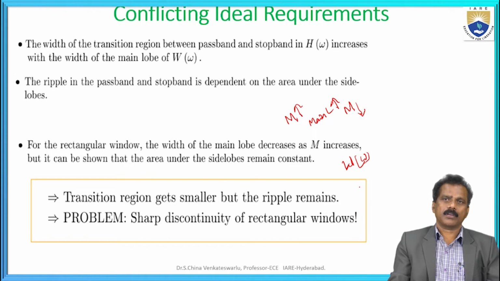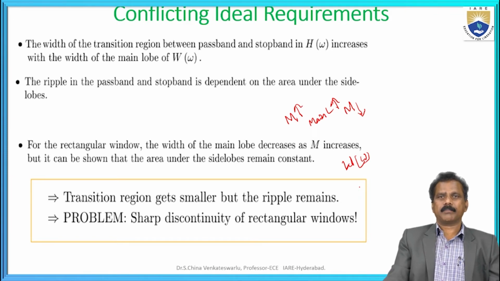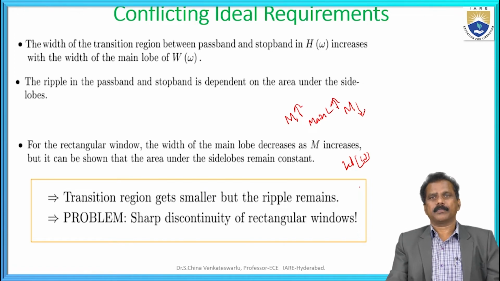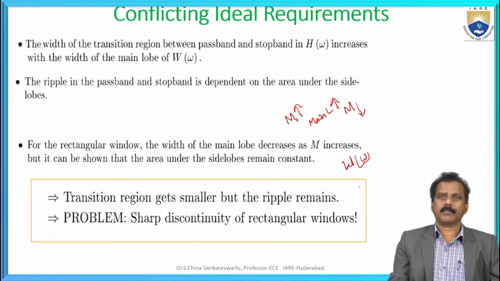How do we overcome this by varying M, increasing or decreasing it over a certain range? Somewhat, the discontinuity of the rectangular window will not be sharp. Sometimes the sharp discontinuity of the rectangular window is the big problem. How do we overcome all these problems?